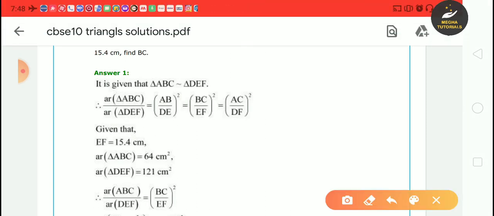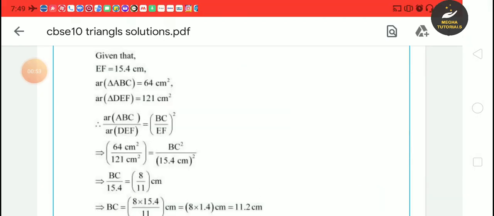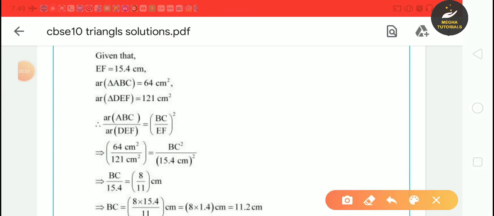It is given that triangle ABC is similar to triangle DEF. So we can write area of triangle ABC upon area of triangle DEF is equal to AB upon DE the whole square is equal to BC upon EF the whole square is equal to AC upon DF the whole square, using the theorem of areas of similar triangles. Then it is given that EF is 15.4 cm, area of triangle ABC is 64 cm square, area of triangle DEF is 121 cm square.